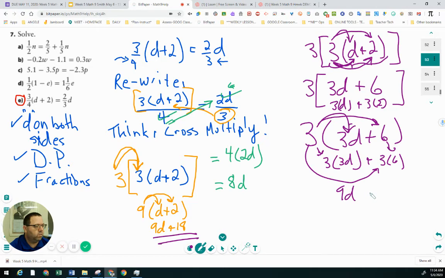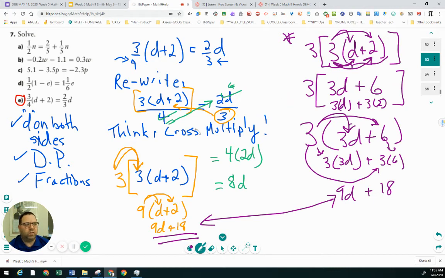3 times 3d is 9d. 3 times 6 is 18. Okay? So we did get the same result. So you could start with the outside distribution, or you could start with the inside distribution. And if you're following strict BEDMAS, maybe it's supposedly better to do this first. It's up to you, okay?